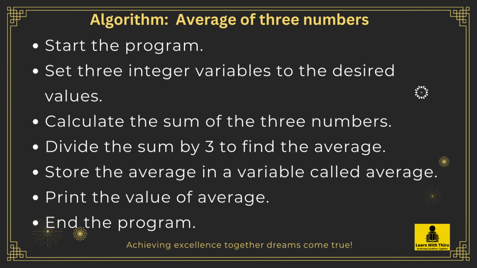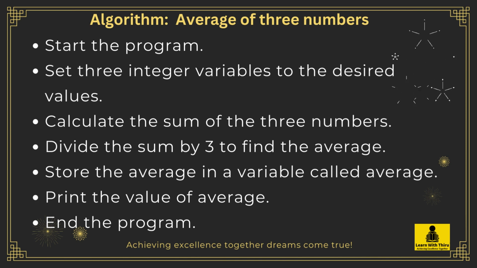Average of three numbers. Start the program. Set three integer variables to the desired values. Calculate the sum of the three numbers. Divide the sum by 3 to find the average.